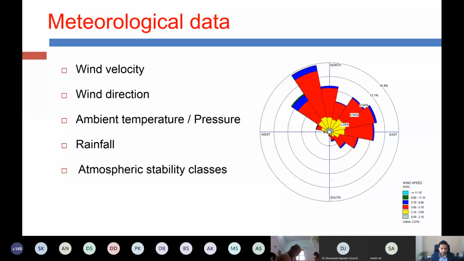atmospheric stability classes. We can see here a windrow for the region of Doha, Qatar for a 10-year period. So in this region, we can see that the predominant wind direction is from the northwest, and considering the seasonal variation, we also see the second most predominant wind direction would be from the northeast. And there is very little wind coming from the west and south.